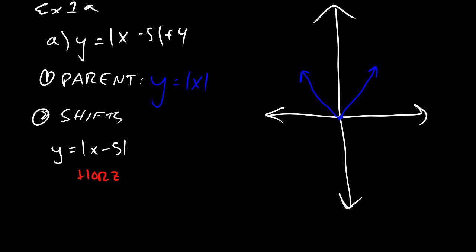And how much does it shift? Well, horizontal shifts are opposite of what we think. So if it's a negative number, it's going to do the opposite. It's going to move right 5. So we go 1, 2, 3, 4, 5, done.